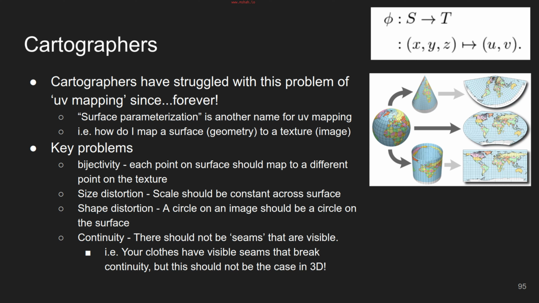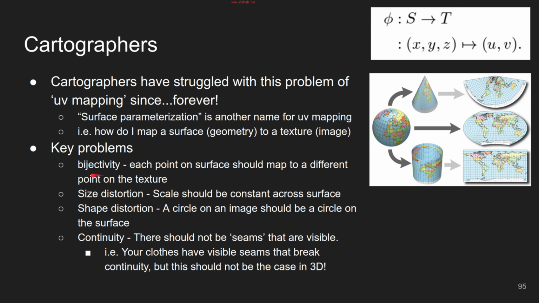Cartographers or map makers have struggled with this problem forever. This idea of surface parameterization, that is, how do I take some surface here, S, and map it to the texture coordinates. That's parameterizing X, Y, and Z to UV coordinates, okay? And there's a couple of key problems here. Again, not that you'll have to worry about it, but if you go into 3D or build some of these tools, you might have to.